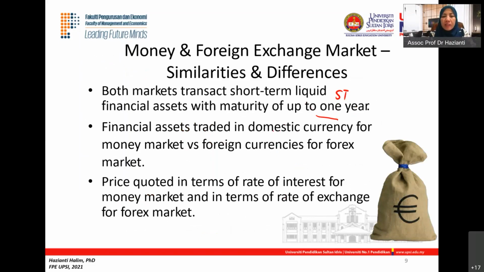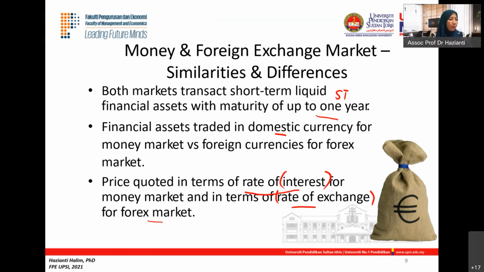And financial assets traded in domestic currency for the money market, right? So when we talk about the money market, kita guna RM lah. And for the foreign currency forex market, kita tak pakai RM, kita pakai foreign currencies. And the price is quoted in terms of a rate of interest for the money market and in terms of rate of exchange for the forex market. So untuk money market kita pakai interest, untuk foreign exchange kita pakai rate of exchange, which means $1 equivalent to berapa RM.